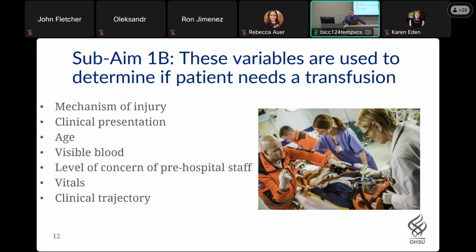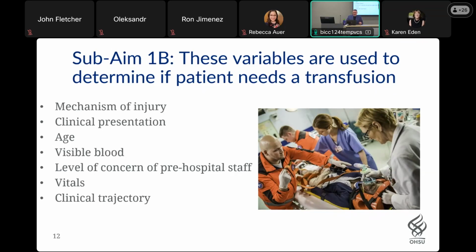Then clinical presentation. In the clinical presentation, people said something like, obviously, if the patient comes in pale, diaphoretic, most likely they are in shock, they need blood transfusion, and they need to go to the operating room. Some people described that if the patient is joking with paramedics and has their legs crossed, they are going to be fine. They don't need the blood transfusion.